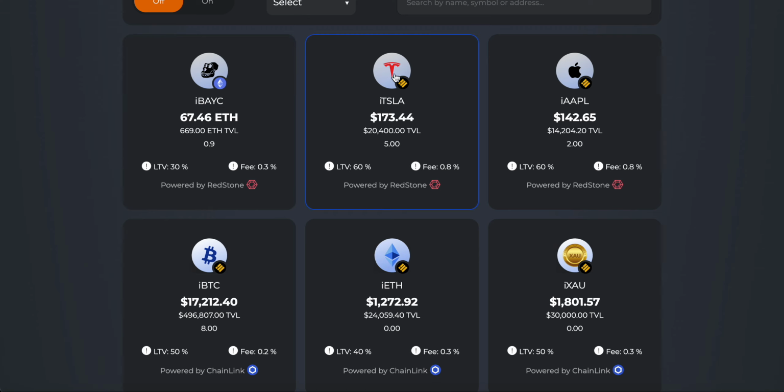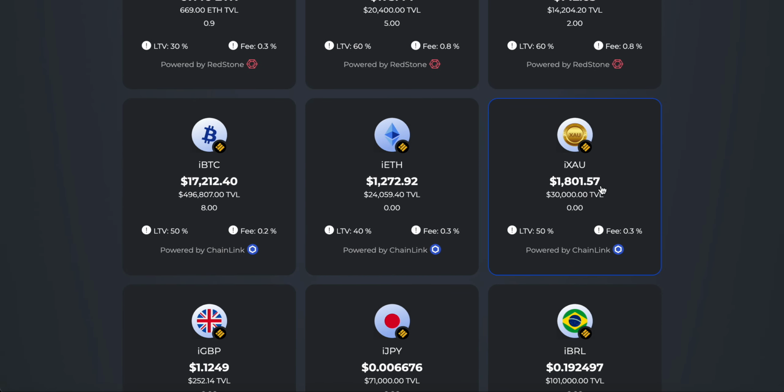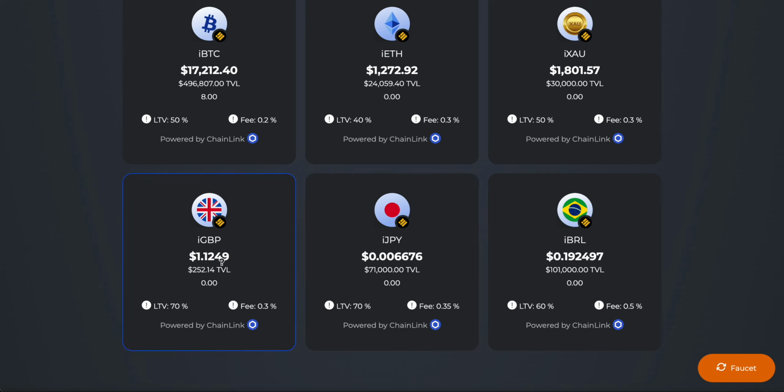This one tracks the price of Tesla, the Tesla stock, it's of Apple, Bitcoin, Ether, gold, Chow, which is the symbol in the periodic table for the element gold, and these are the fiat currencies of their respective countries. So Brazil for the Brazilian real, yen for Japanese yen, and the sterling pound for the Great Britain currency.